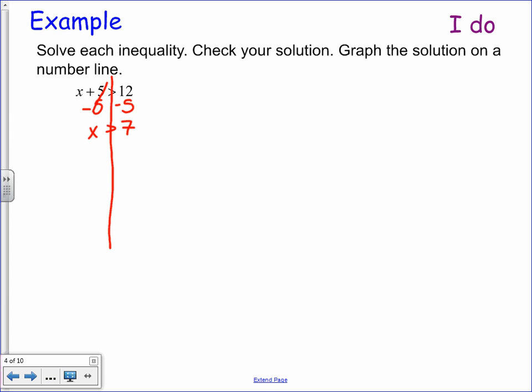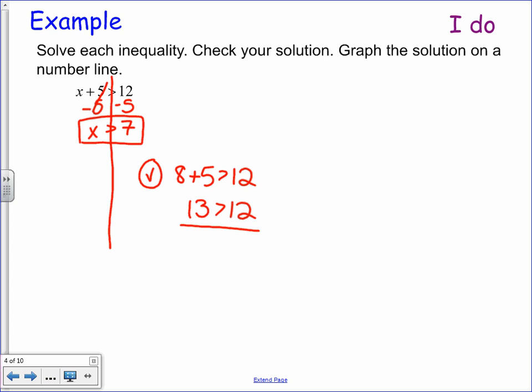Now, checking my solution is going to be a little bit different than before. You actually have to read your inequality in order to find the number that you're going to plug back in. This says x is greater than 7, so I need something that is greater than 7 to plug in. For example, 8. I'm going to plug 8 in for x. So it'll be 8 plus 5 is greater than 12. 8 plus 5 is 13, greater than 12. Then ask yourself, is 13 greater than 12? If it is, then your answer is correct.